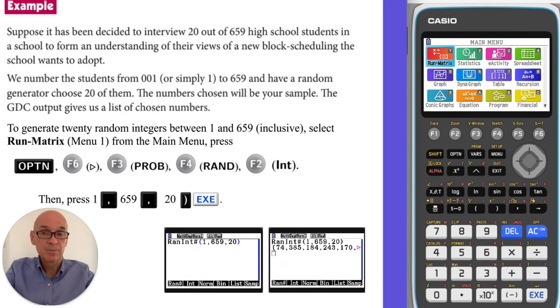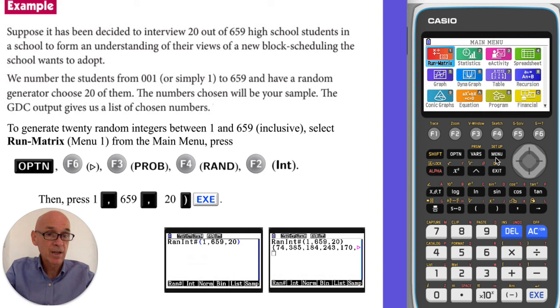So in this example, it's been decided to interview 20 students from the high school out of 659 students to survey their views. So we assign every student a number from 1 to 659 and then use a random generator to choose 20 random numbers. And we can do this on your graphical calculator. So follow the instructions here.